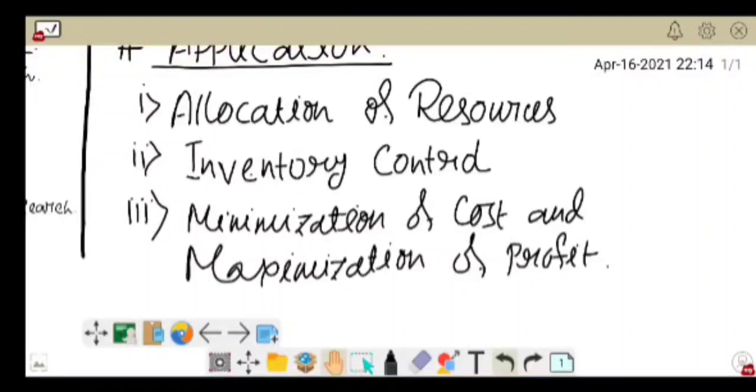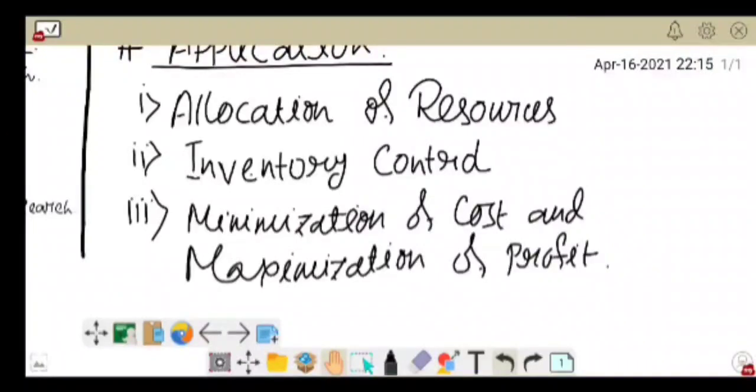And number 3, we can see the minimization of cost and maximization of profit. So here it is the concept of every manufacturing or production company. They have the objective to minimize their cost and to achieve maximum profit in their field. So every manufacturing company has this goal, this motive. They try to find some method and process to get maximized profit with minimum cost.